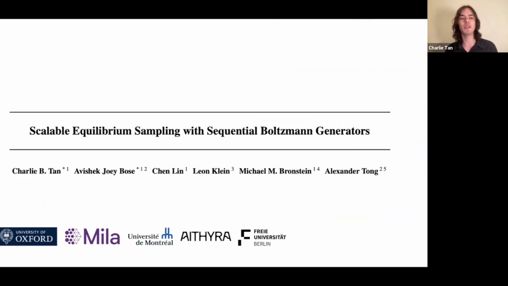I briefly alluded to this in the pre-discussion, but a lot of the groundwork for this paper was laid in a previous work. I just wanted to draw attention to a paper from ICML, Scalable Equilibrium Sampling with Sequential Boltzmann Generators. We'll have a brief method section discussing this just because it helps explain the newer paper.